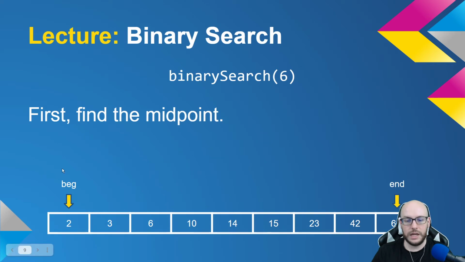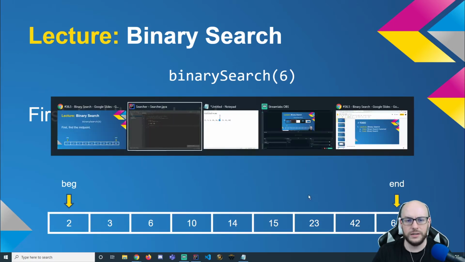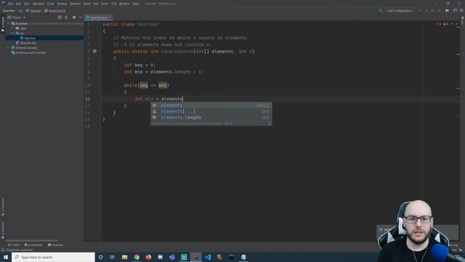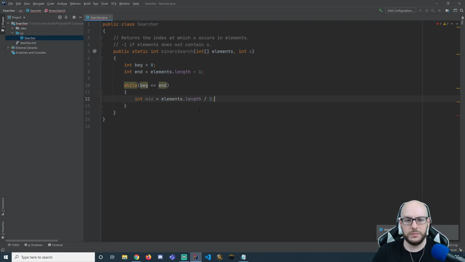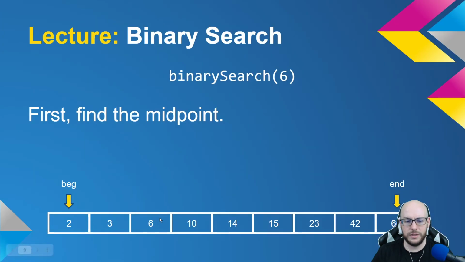Okay, I think a lot of students would just say, oh, well, you just do length divided by 2. This thing has a length of 9, right? If I do elements.length divided by 2, that should be the midpoint. Ta-da, super easy, okay?